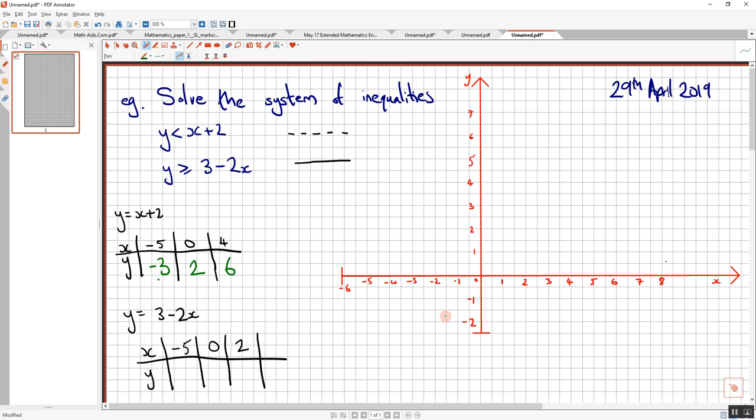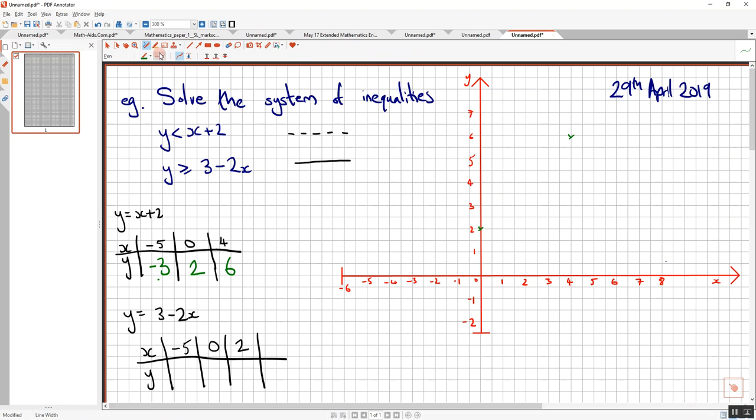Some of you may have put it on. Because I only need how many points to draw a straight line? 2. So let's put these 2 on. I've got 0, 2. And 4, 6. So I can go along to 4 and up to 6.